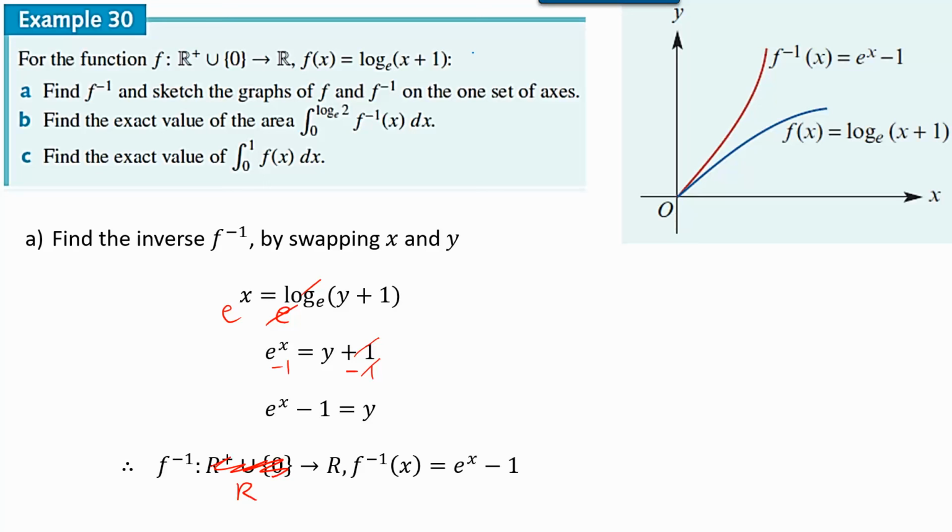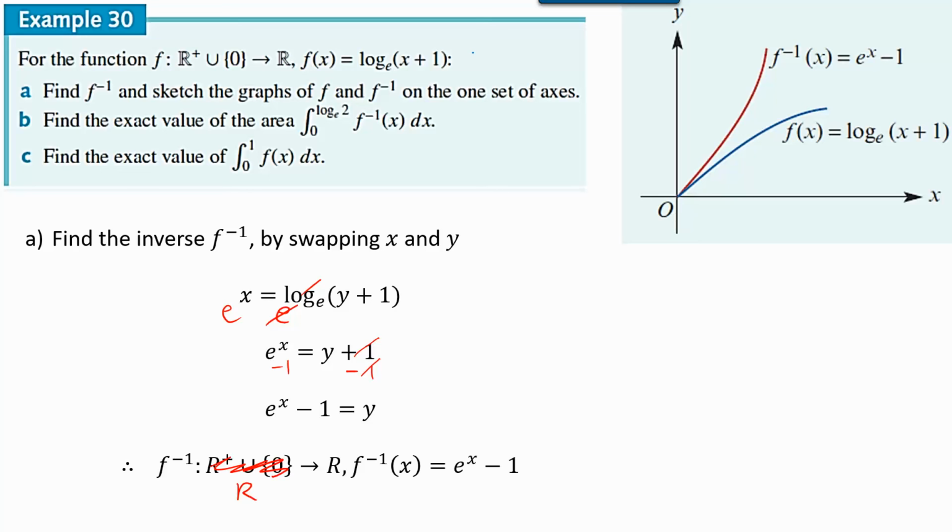For those who need visualization, that's the graph. You've got log e of x plus 1, so the blue is your f of x. Why does it only go to 0? Yeah, why does it, so you can keep going past 0. Which one are you talking about? The graph.